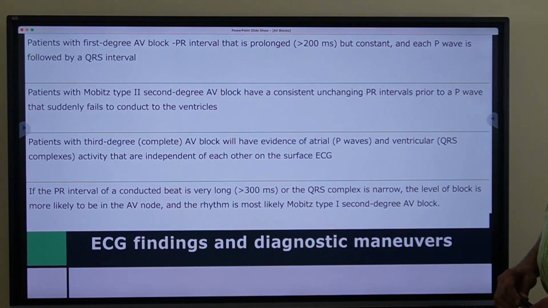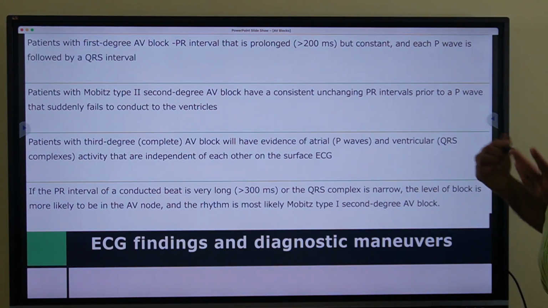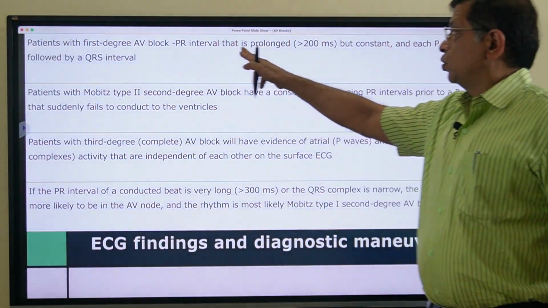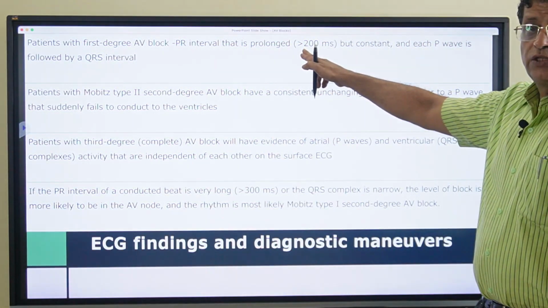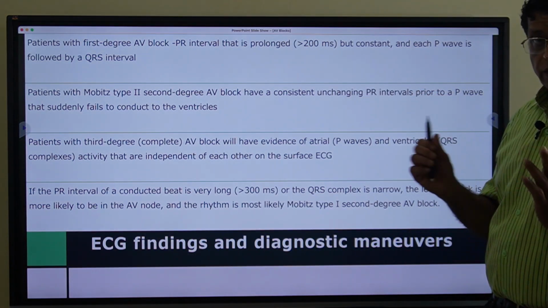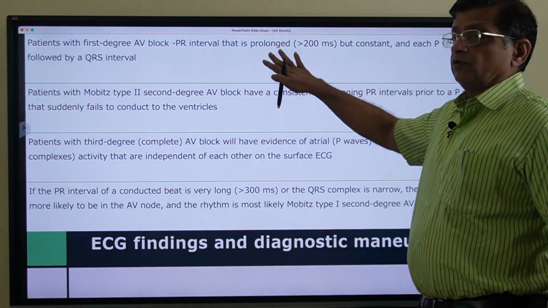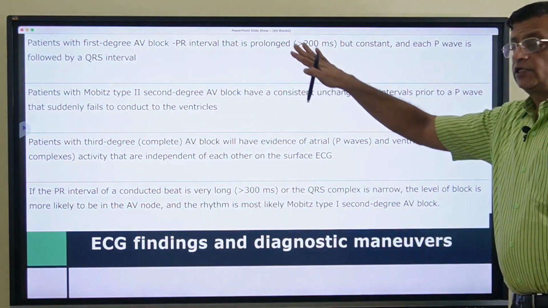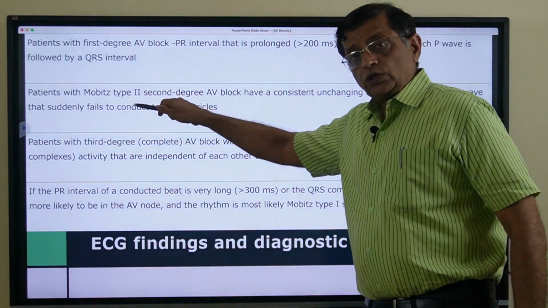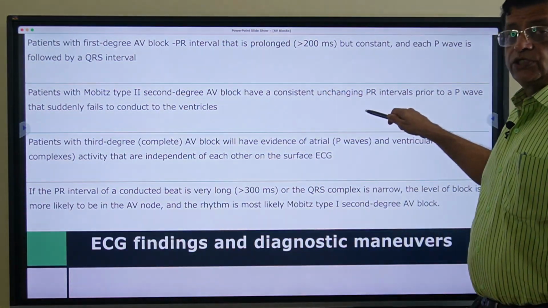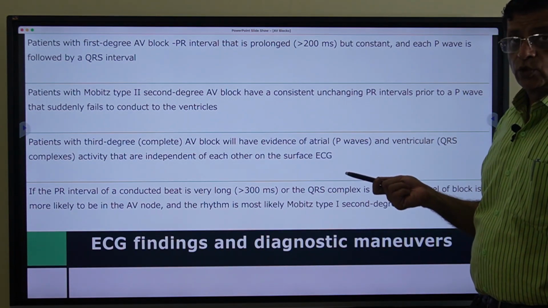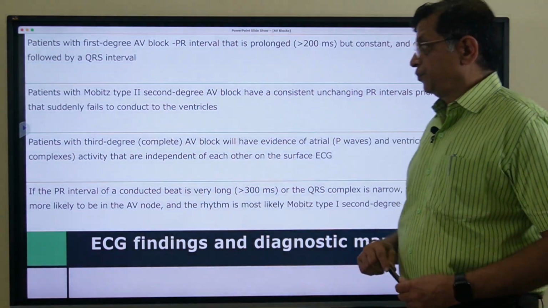So how do you differentiate between Mobitz type 1 block and the other blocks? For first degree AV block, the only thing that you see in the ECG is a prolonged PR interval. So all the P waves are conducted to the ventricles. Only the PR interval is prolonged more than 200 milliseconds. Then that is first degree AV block. Simple. In Mobitz type 2, the PR intervals of all the beats are constant, but suddenly one P wave is non-conducted to the ventricles. So that is Mobitz type 2.